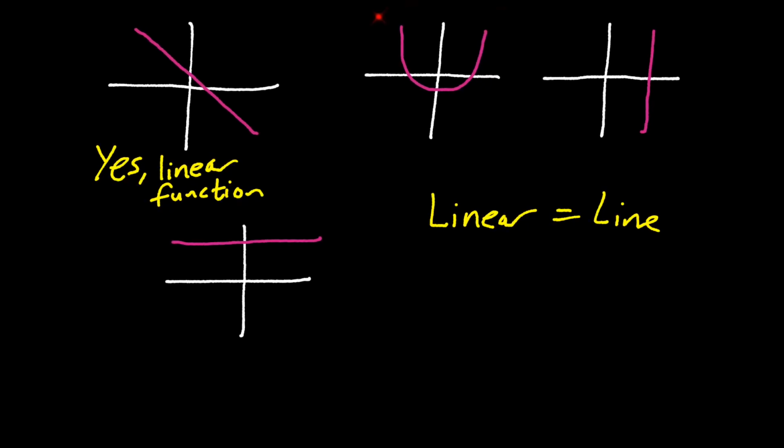So let's take a look at the second one. Look at our graph here. It is not a straight line, it is a U shape, it is a parabola. So because this does not have a line, it is not linear, this is not a linear function.